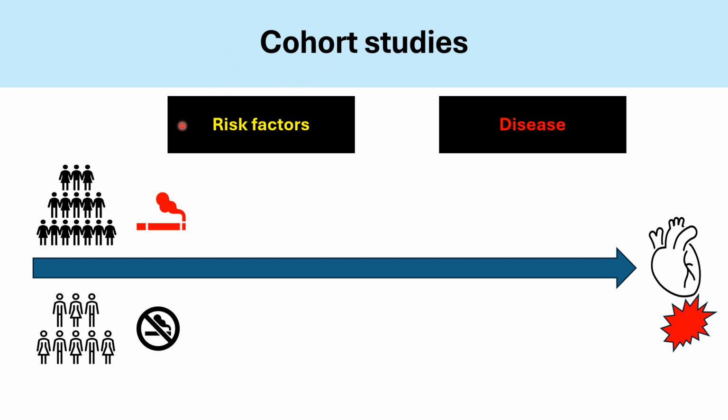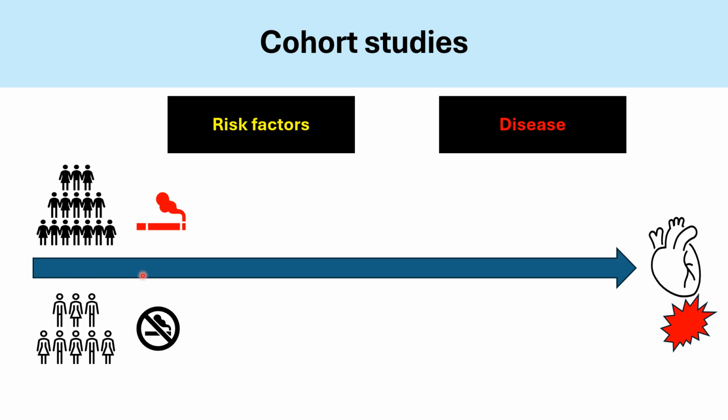Cohort studies, very important to be familiar with, is widely used. It will evaluate the relationship between exposure and outcome, between risk factors and outcome of a disease. We'll take smoking as an example. We have two groups of people, smokers and non-smokers. Then we'll follow them up over time as a prospective study over 10, 20, 30, or even 50 years, and we'll see who will develop ischemic heart disease over time at the end of the study.